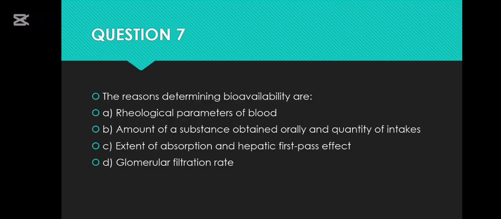What's up with D? D is saying glomerular filtration rate. Glomerular filtration rate has nothing to do with the bioavailability of a drug, because the kidney is just another tissue where blood should reach, and it has nothing to do with affecting the general circulation or the general effect of blood in the body.